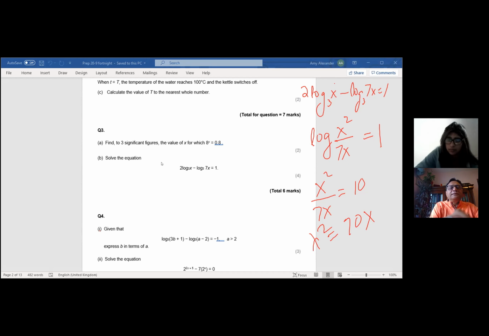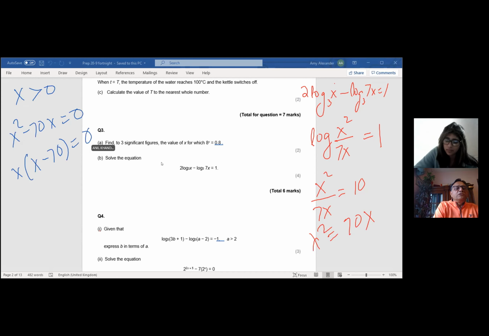Now, clearly, x has to be greater than 0, right? So can we move the 70x to the other side? Yes. So we have x squared minus 70x equals 0. x is common, so x times (x minus 70) equals 0. So we get x equals 70 as our answer. And x cannot equal 0 because you can't take the log of 0. That is a restriction. Okay, so that's clear.